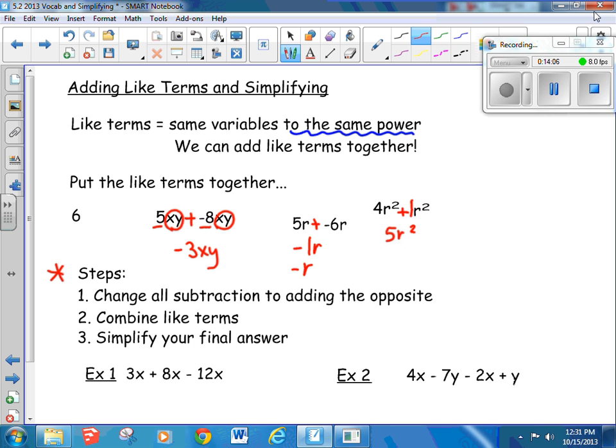Okay, when we combine like terms, right here, what were we actually adding, Logan? We were actually adding 5 plus negative 8. Yeah, and the 5 and the negative 8 are called the coefficients. So you combine like terms by adding their coefficients.